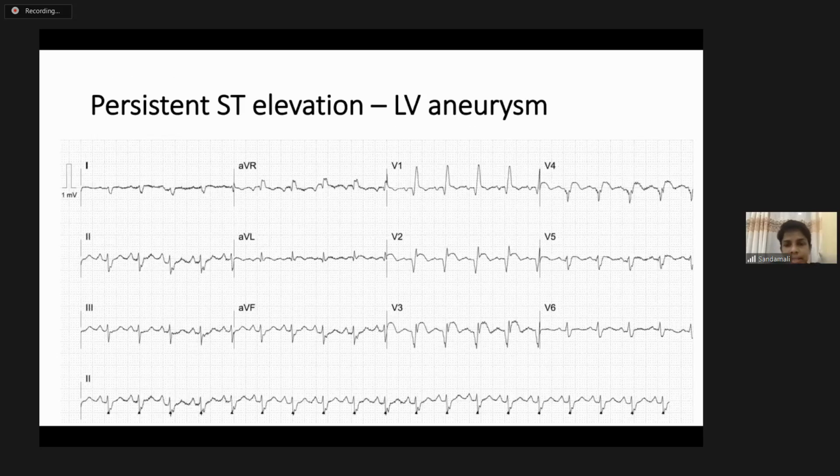This is the ECG of a patient who had ST elevation MI 2 weeks back, but you can see there are ST elevations in V2 to V4 which are persisting. This type of persistent ST elevation occurs due to LV aneurysm formation, which is a complication after ST elevation MI.